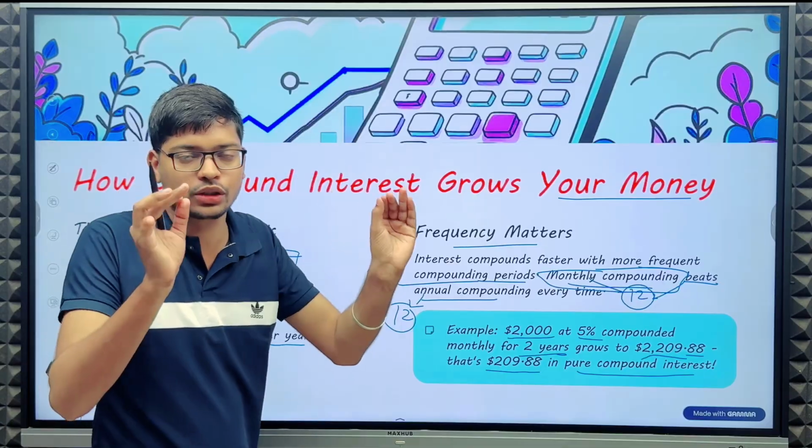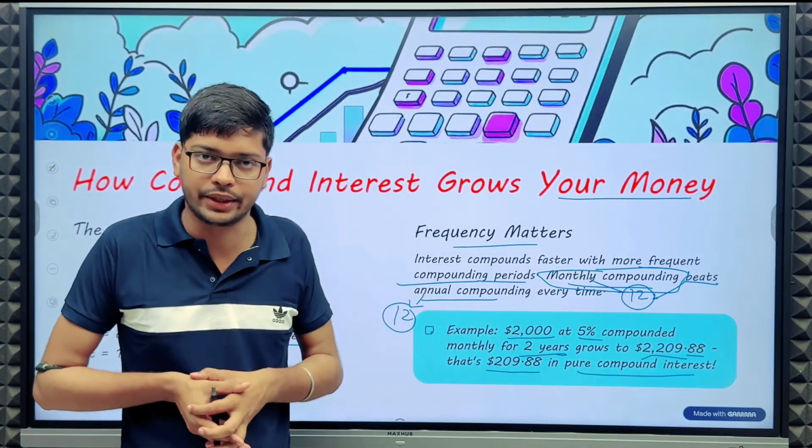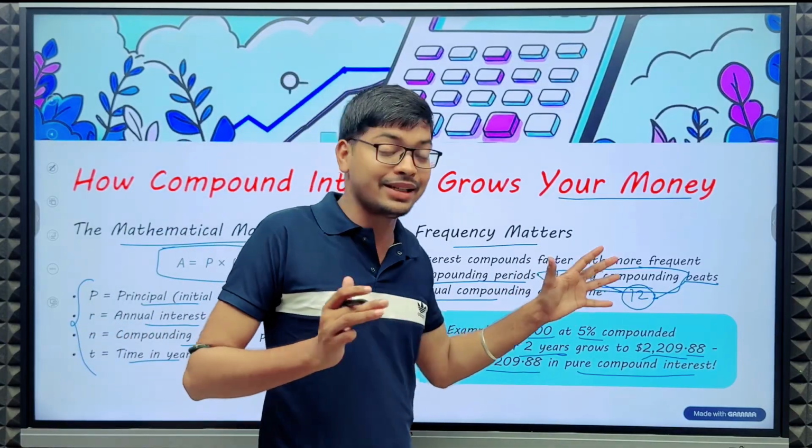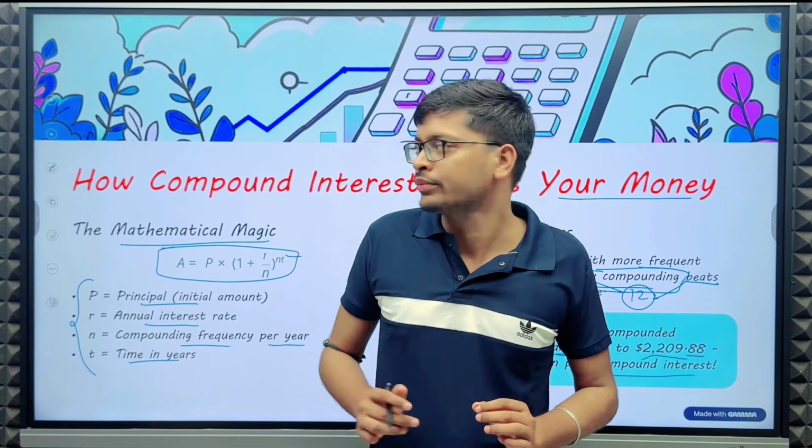This concept mostly works when you understand your compound interest. So you can easily grow your money using compound interest.